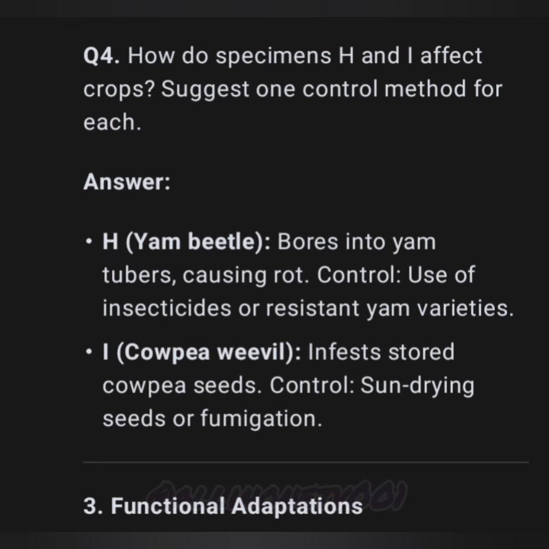Question 4, how do specimens H and I affect crops? Give just one method of control for each. Answer: number 1, H, which is yam beetle, bores into yam tubers, causing warts. The control for it is use of insecticide or resistant yam variety. Specimen I, cowpea weevil, infests stored cowpea. Control: sun drying the seed or fumigation.